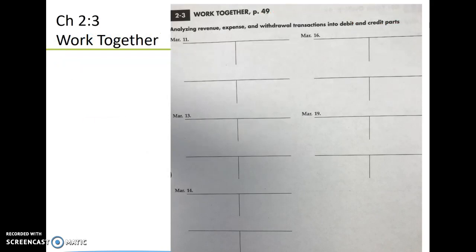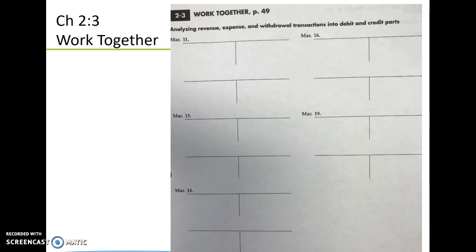Now pause for a minute, grab your workbook and your textbook, and we're going to do the 2.3 work together. Okay, so on page 49 in your textbook, we're going to look at the 2.3 work together, and we have to take a look at analyzing revenue, expenses, and withdrawal transactions into debit and credit parts. So we are going to first prepare 2 T accounts for each transaction, and on each T account, we're going to write the account title of one of the accounts affected by each transaction, and then write the debit or credit amount at each of the T accounts to show the transaction's effect.